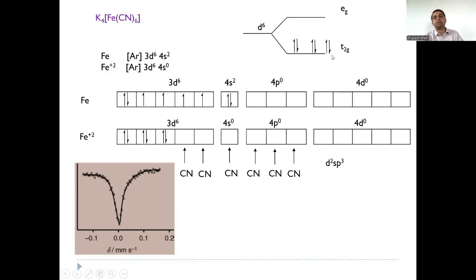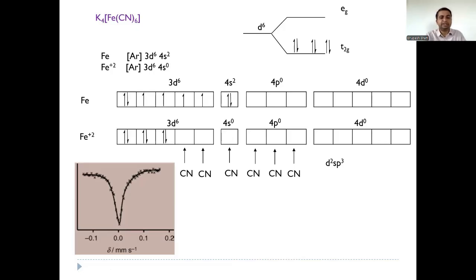So again, what will be the problem? The problem is in t2g, all the orbitals are fully filled. The eg orbitals are empty, but all the t2g orbitals are fully filled. And that's why again we have a spherically symmetrical charge distribution, and that's why we are going to get only one signal in the case of K4[Fe(CN)6].